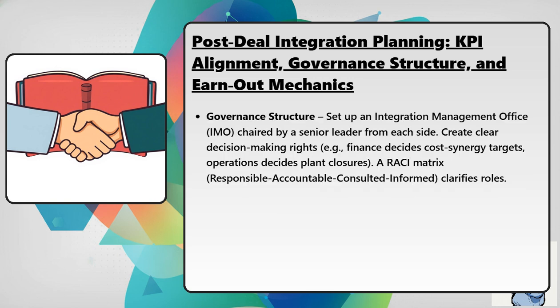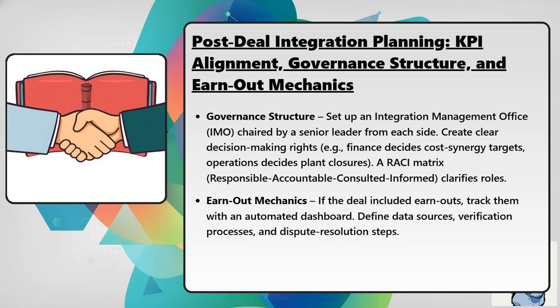Governance structure: set up an integration management office, IMO, chaired by a senior leader from each side. Create clear decision-making rights, for example, finance decides cost synergy targets, operations decides plant closures. A RACI matrix (responsible, accountable, consulted, informed) clarifies roles. Earn-out mechanics: if the deal included earn-outs, track them with an automated dashboard. Define data sources, verification processes, and dispute resolution steps.